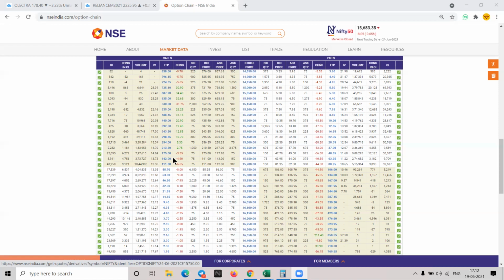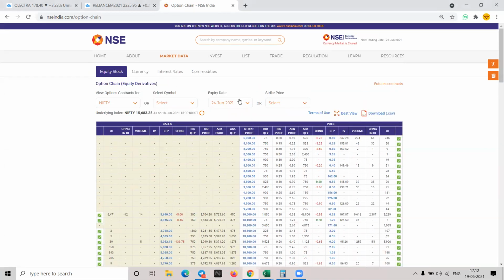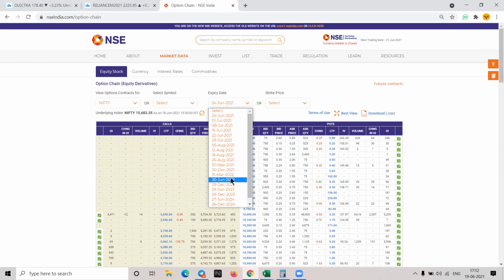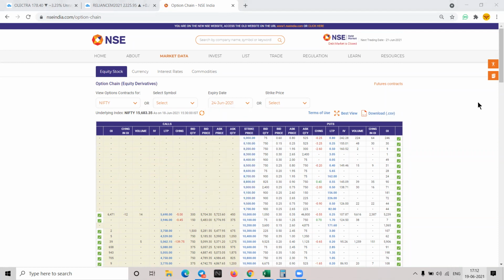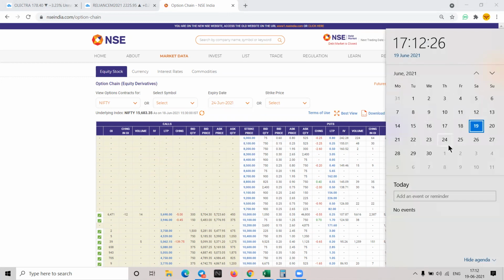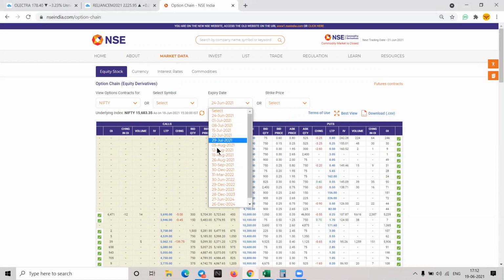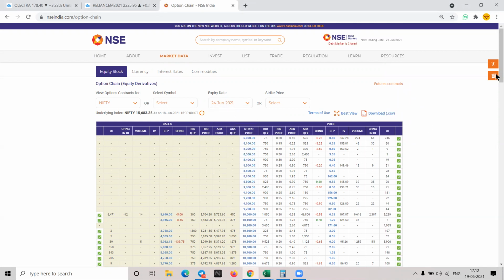But let us understand one more thing here. If you just look here, these are the expiries which are written. On 24th June, 1st July, 8th July, 15th July. Every Thursday, if you look at the calendar also, we have an expiry in Nifty. Same is there in Bank Nifty. Every week there is an expiry, and at every expiry there are contracts at each strike price. You can pick any strike price and do it.